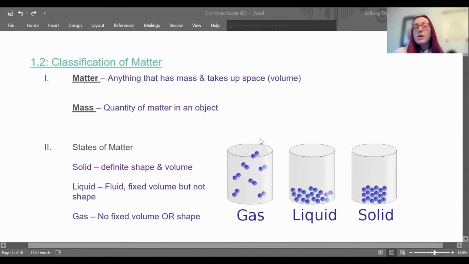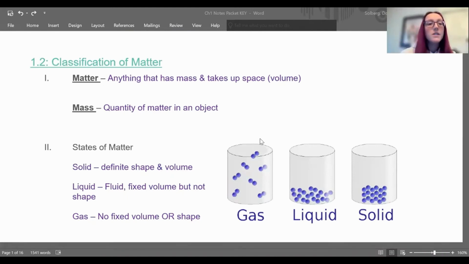Okay, so we're going to start at the beginning. We're going to start classifying matter, right? Chemistry is the study of matter and how we change it. So what is matter? Matter is anything that has mass and takes up space or has volume. Okay, so anything that has mass and takes up space is considered matter. And when I say it has mass, that just means it has particles in it. Mass is the quantity of matter in an object.